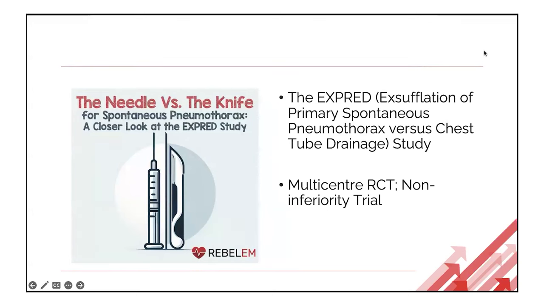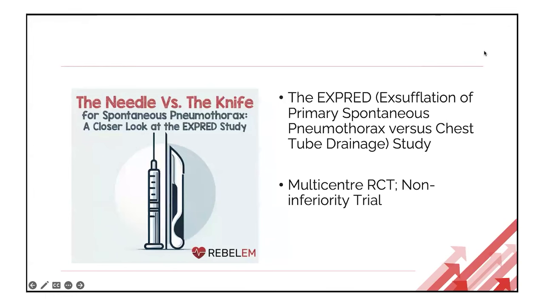So they had a couple of inclusion criteria, and of note, the age was between 18 and 50 years. So it had to be a spontaneous pneumo, patients who can be followed up for a while. It's on the Rebel EM website, you can also go read all the details. It was done in France between 2009 and 2015, because they also had to follow up their patients for at least a year after the initial intervention. So they recruited a couple of patients, and they randomized them into the two groups.